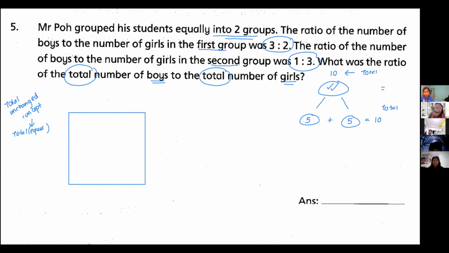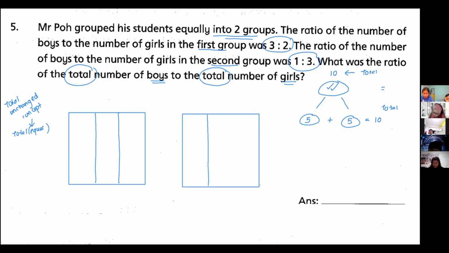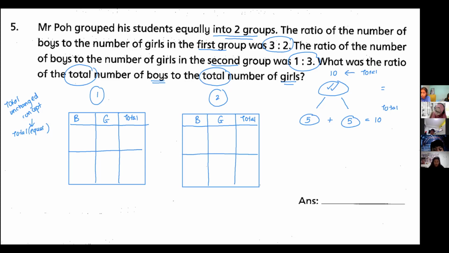So this is my first group, and my second group. Then we divide it into 3 columns. This is group number 1 and this is group number 2. This is my boys, my girls, my total. My boys, my girls, my total. And we divide that box into 2 rows. There we fill up. Now, let's go back to the question.